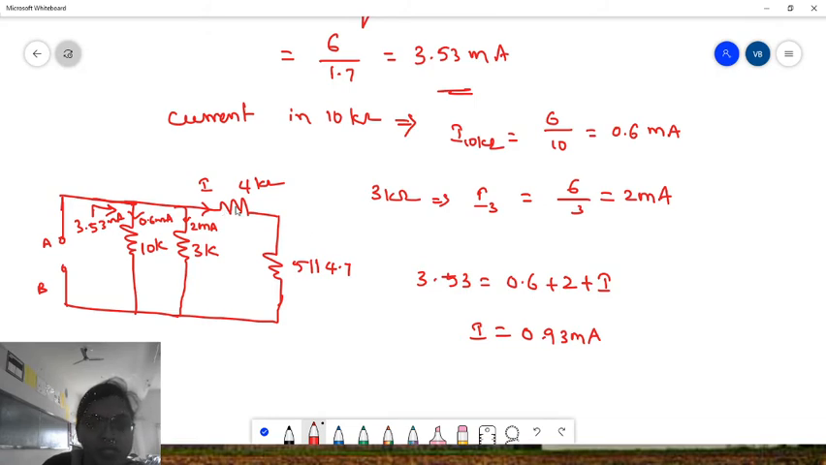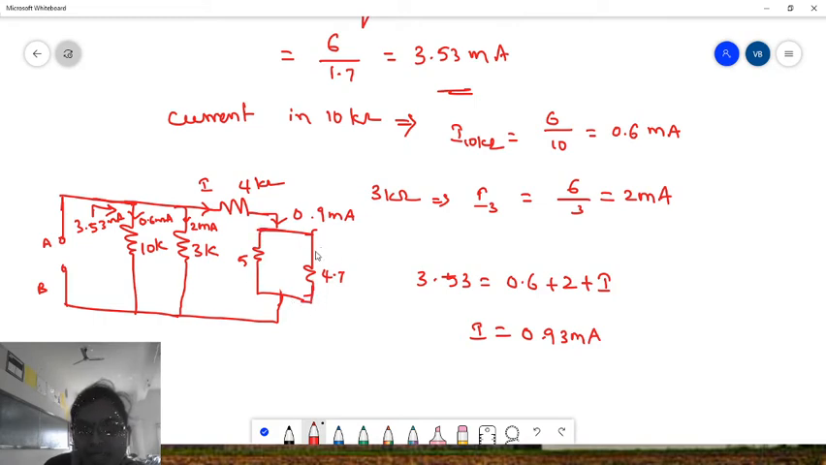This current will pass through this 4 kilo ohm resistor, then that will flow into the 5 parallel 4.7. This network, can I draw like this? This 5 parallel 4.7, I am drawing like this. 5 parallel with 4.7. So 5 here and this is 4.7. So what is the current up to here? That is 0.9 milliamps, again that is divided into 5 kilo ohms and 4.7 kilo ohms.